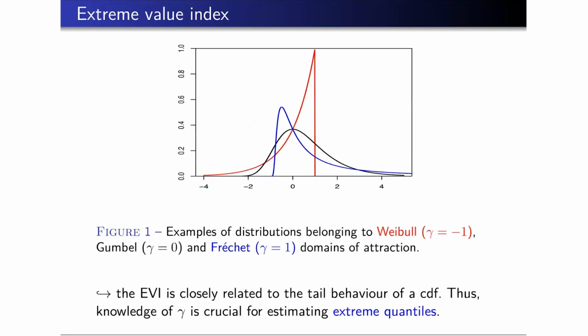Okay, and this is a graphic, some curves, three curves, indicating the behavior of the distribution depending on the value or the sign of gamma. And the knowledge of gamma is very crucial to estimate extreme quantiles. If you don't know gamma, it is difficult to estimate extreme quantiles.